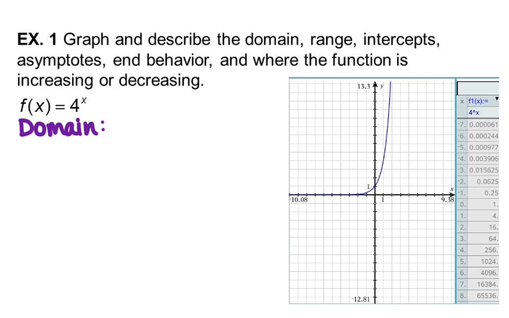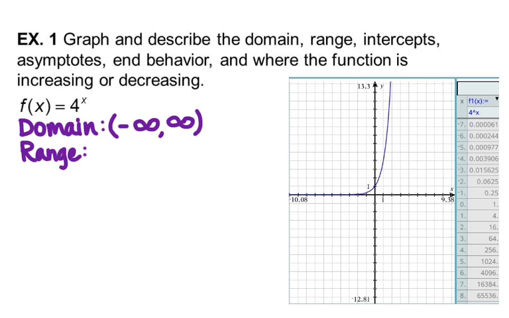Okay, so first we're going to talk about the domain. Domain has to do with the possible x values. So with this exponential function, we just talked about that it's going to continue to go to the left infinitely, so that's negative infinity. And then as it's going to the right, it's actually increasing, but it's going to continue going to the right infinitely as well. So the domain is from negative infinity to positive infinity.